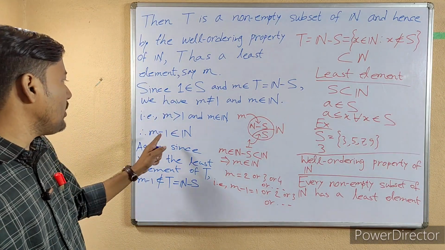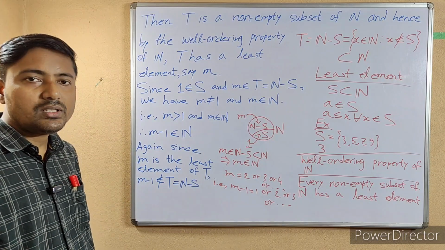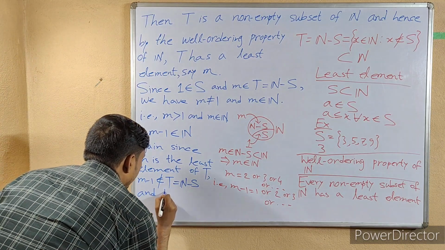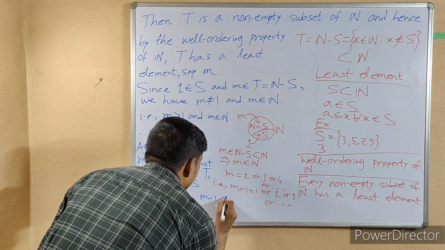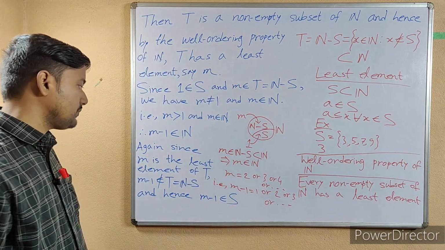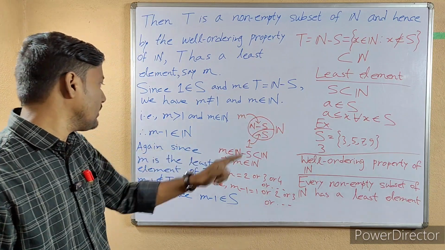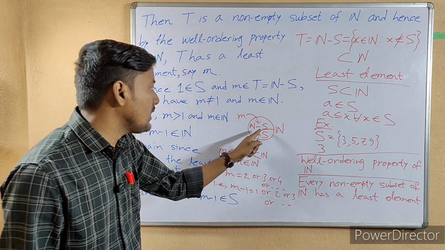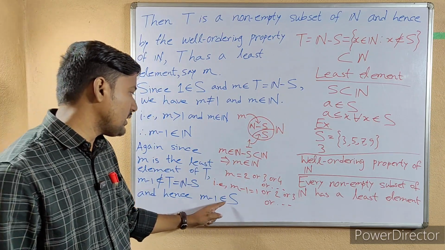So we have m minus 1 belongs to n, but m minus 1 does not belong to n minus S, and hence m minus 1 belongs to S. So m minus 1 belongs to S.